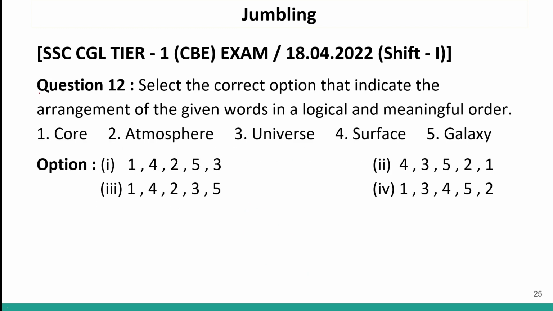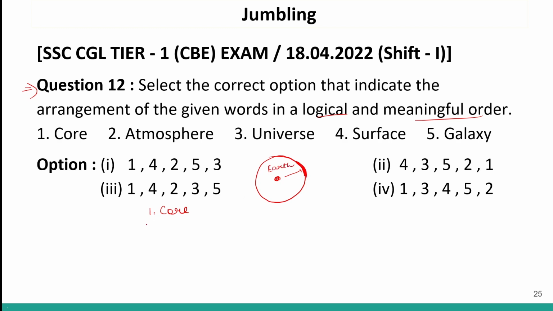Okay. Now, question number 12. Again, we have to arrange it in logical and meaningful order. So core, atmosphere, universe, surface, and galaxy. Now, if you see, this is the earth, right? We have a core here, right? So the first thing we'll have will be a core. Then we'll move forward and there will be the surface of the earth, correct? This is the earth.